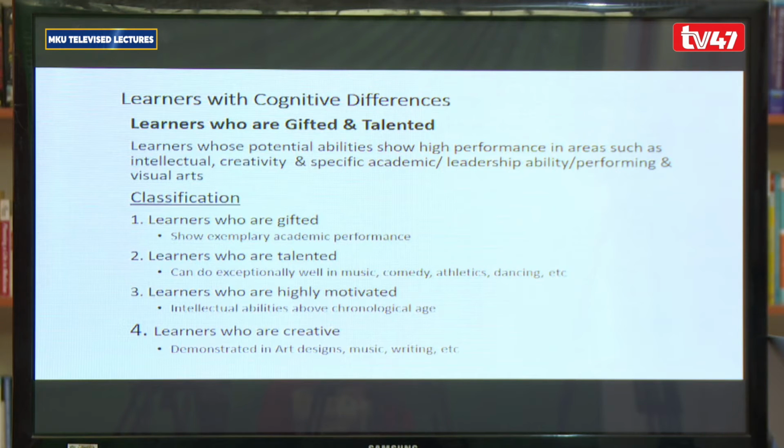Now, those ones are not really falling under the other categories, but are very, very highly motivated. And these ones show intellectual abilities also above their chronological age. That means their age mates. And then learners who are creative. We know there are some children who are very, very creative, who can demonstrate this in their art design. When they're designing something, they're coming up with something very unique. In music as they sing, in writing. So these ones also fall under learners who are gifted and talented.